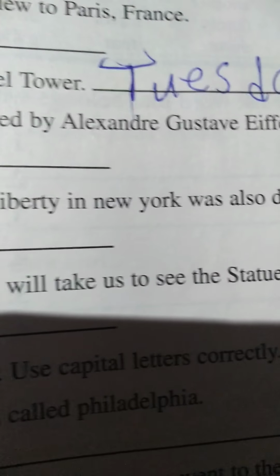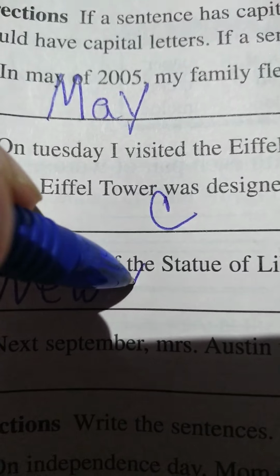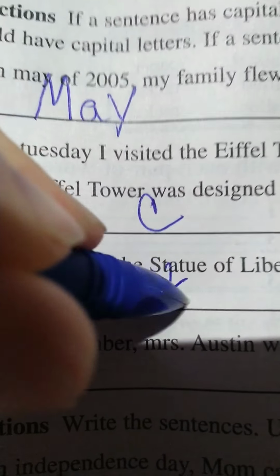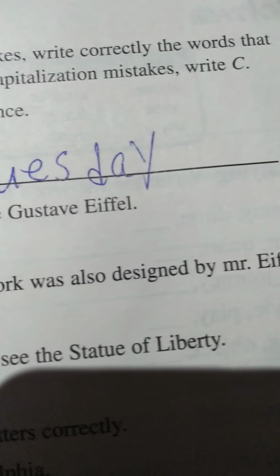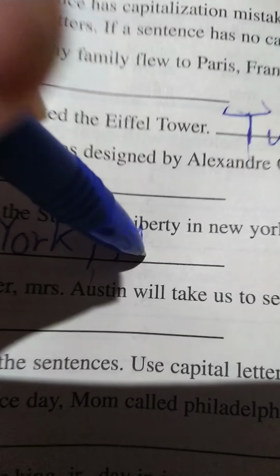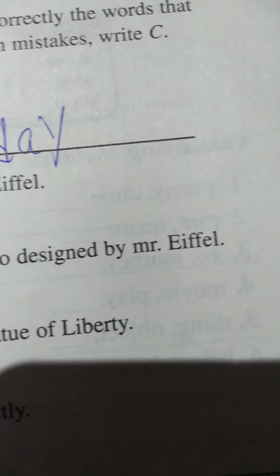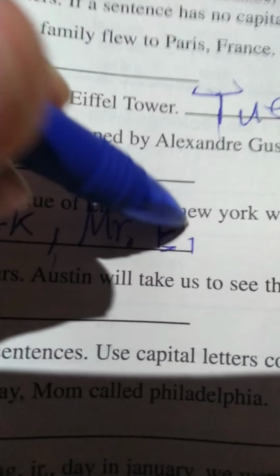All right, so we're going to do New York. So capital N, capital Y for New York. Everybody got New York. We'll do a little comma, separate, and then we'll do a capital M for Mr. And then we got capital E, right, for Eiffel. We'll finish that out. Eiffel.